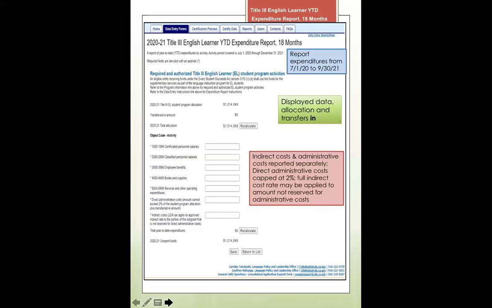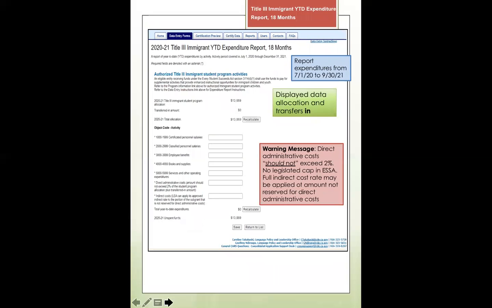Title III next should be immigrant, and exactly the same as what we've had in the past. Same reporting period as EL. The only difference is you get a warning, not an error for the 2% cap.